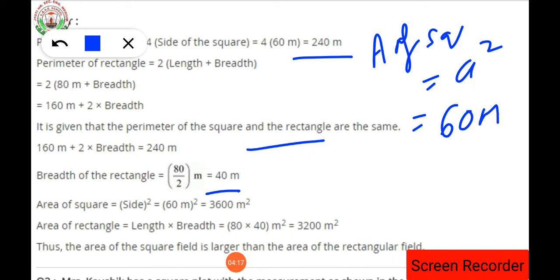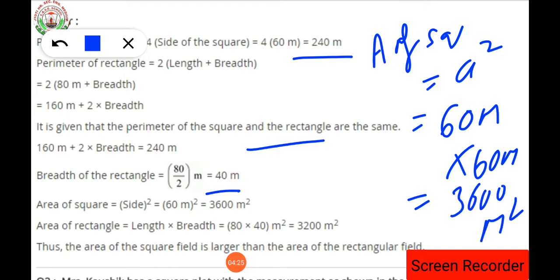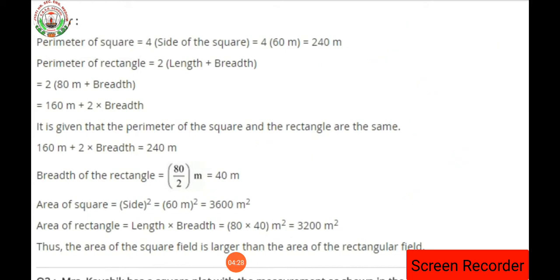What is the side of the square given in the question? That is 60 into 60. So 60 into 60 will be how much? It will be 3600 meter square. So this is the area of the square. Similarly, we are going to find the area of a rectangle.